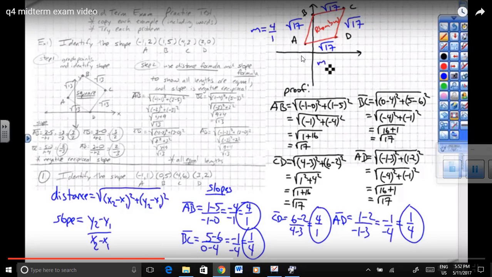So one slope here is 4 over 1. This is 1/4. This slope is 4 over 1. This top slope is 1/4. That shows just a reciprocal. That proves it is a rhombus.